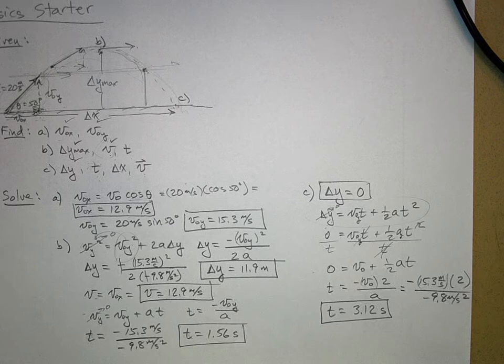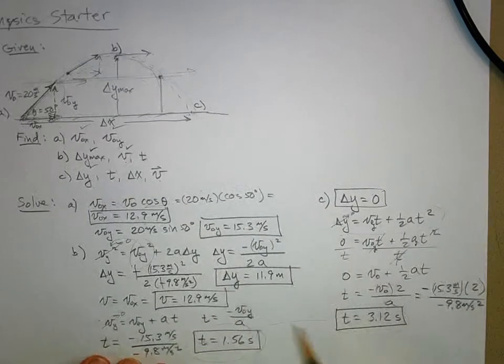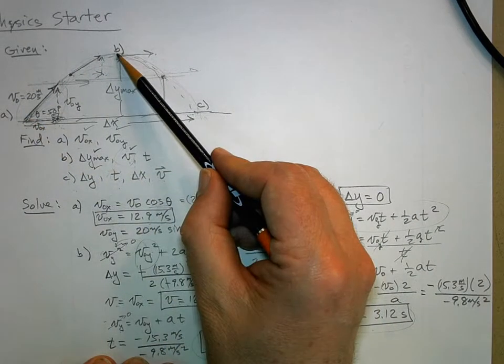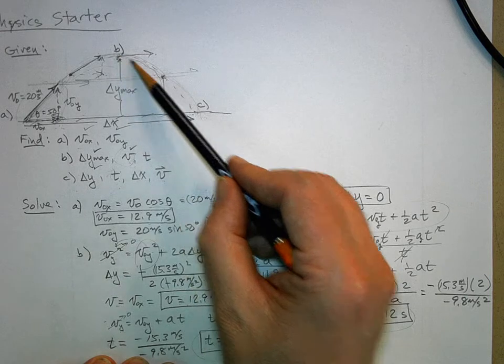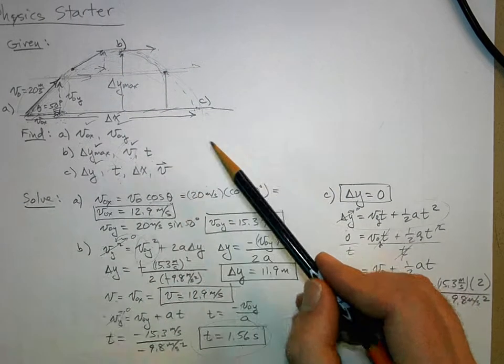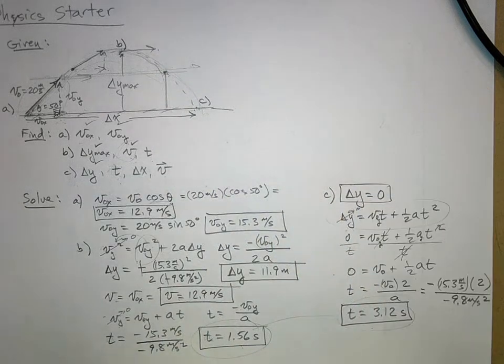Is there a shortcut way I could have done this? What do you notice about this time and this time? Yeah, this is half the amount of time of this. Because the time it takes to go up is exactly the same as the time to come down. Same acceleration, same change in y. You're going up and coming back down to the same height. So you could take this time and say, okay, it's a symmetric problem, just multiply it by 2. So we got the time.